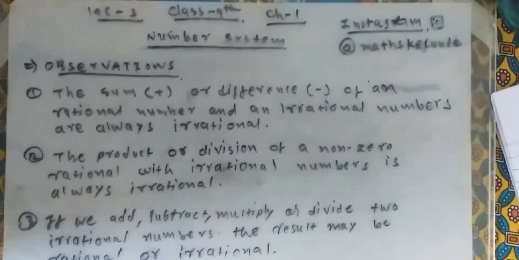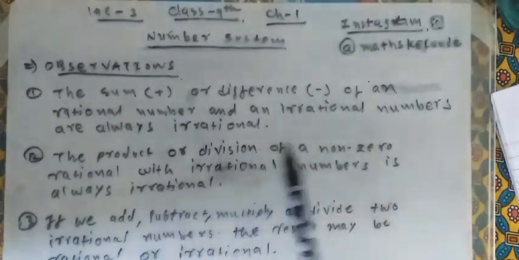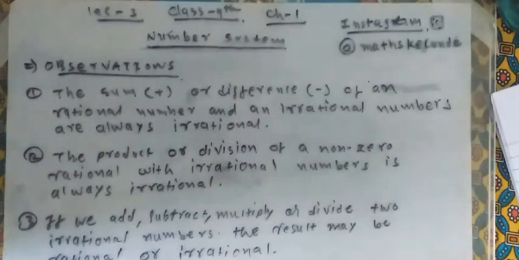Now by observing rational numbers and irrational numbers, we find three observations. First one is that the sum or difference of a rational number and an irrational number is always irrational.